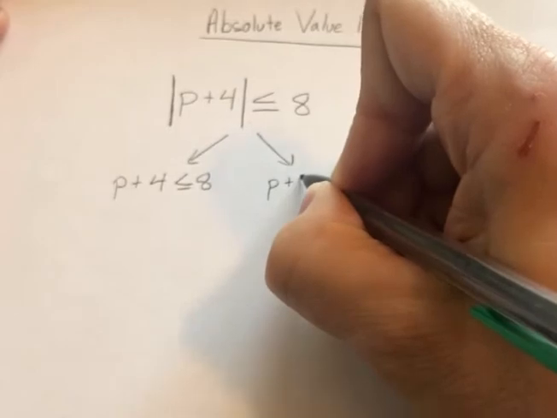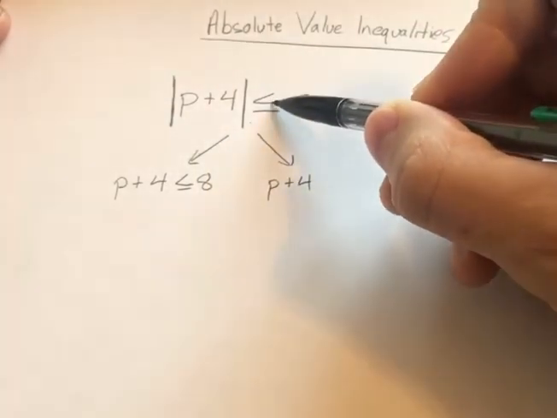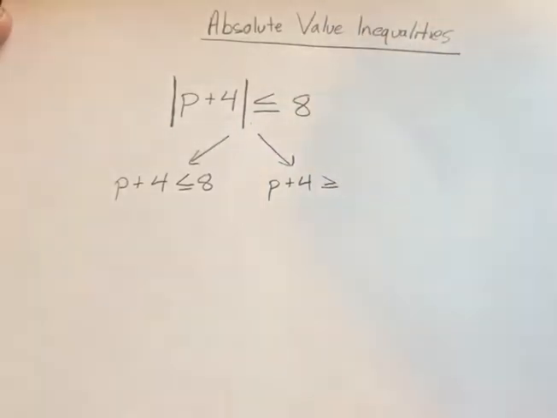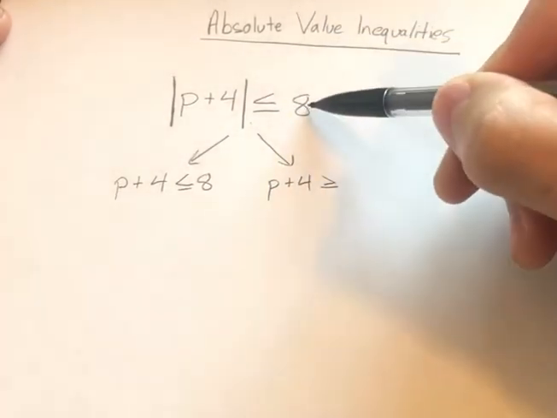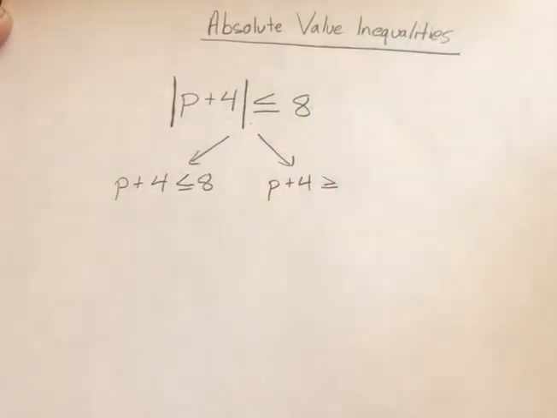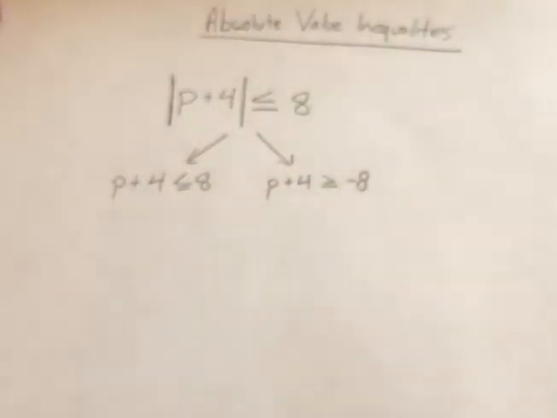Again, P plus 4. But I need to point the arrow the other way, switch the sign, and also make the value on the other side the opposite. So the opposite of 8 would be negative 8. And now I've got two pretty easy equations to solve.